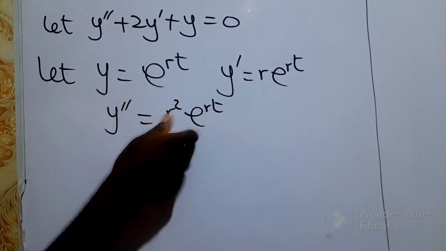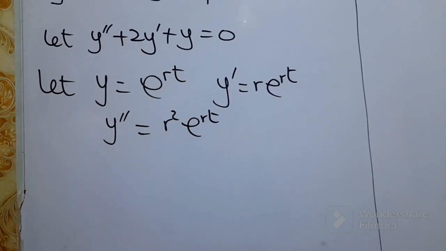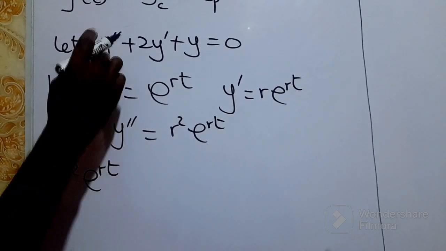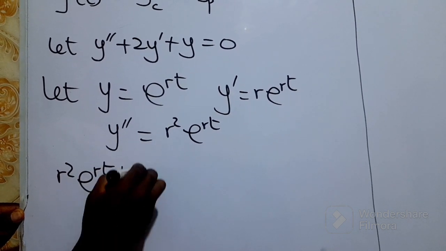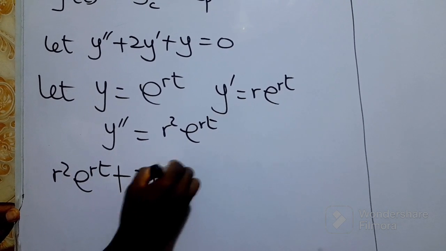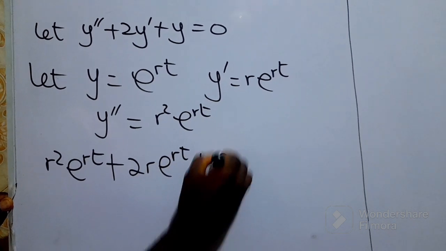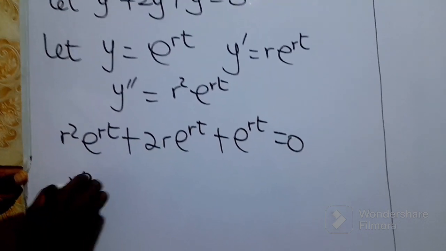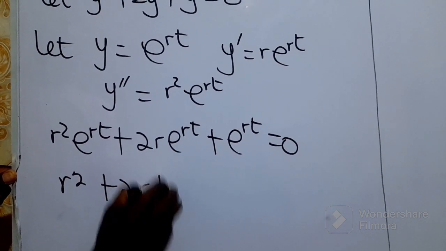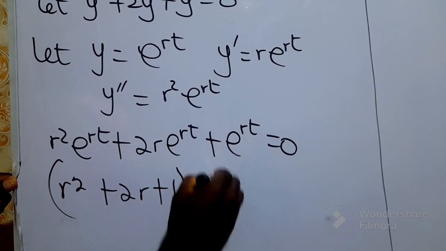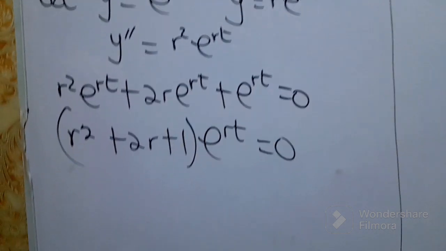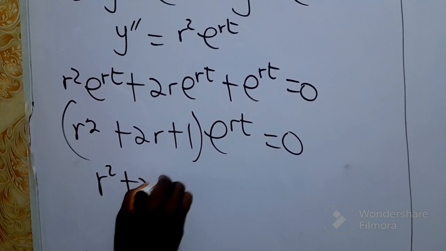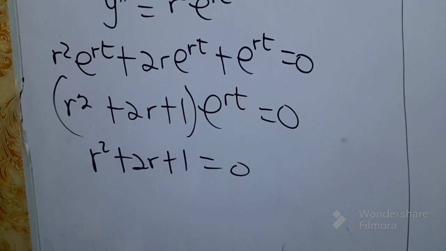Having gotten that, we substitute this into our differential equation, the homogeneous one for that matter. So this will be r² e^(rt), that's for y'', then plus 2r e^(rt), then plus e^(rt), all that equal to 0. So you can see that e^(rt) is common to all of them. So r² + 2r + 1, we factor that out. When we divide both sides by e^(rt), we get r² + 2r + 1 = 0. Then this becomes a quadratic equation.